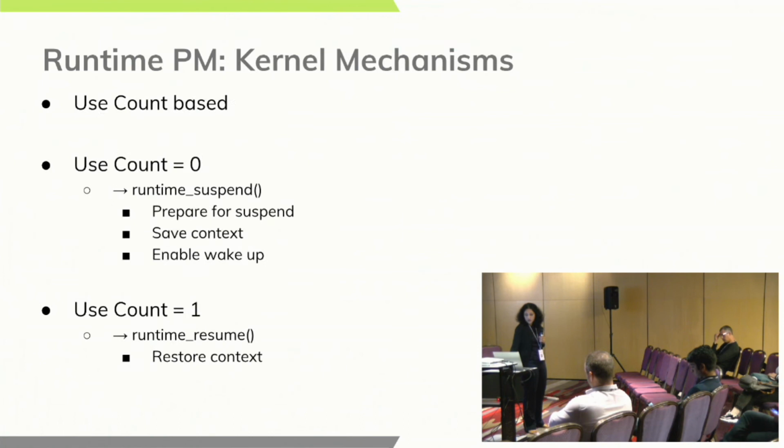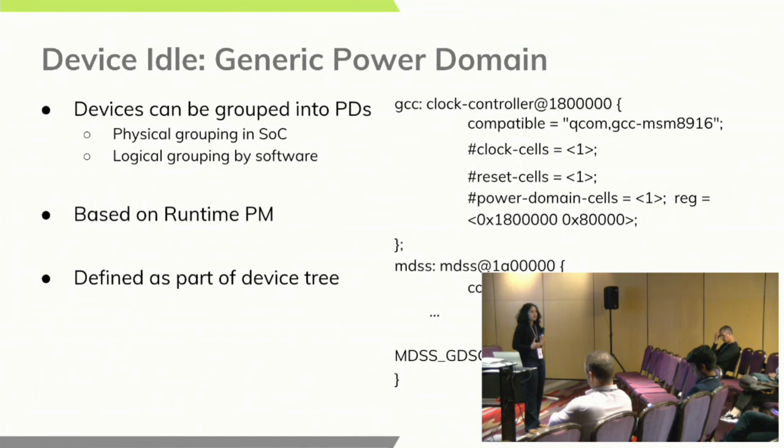But from a platform point of view, the platform is supposed to define the power domains. And from a device point of view, the device is supposed to define which power domains it belongs to in the device tree. So that is what you see on the left. The first one is a power domain definition, and the second block is a device subscribing to that particular power domain.